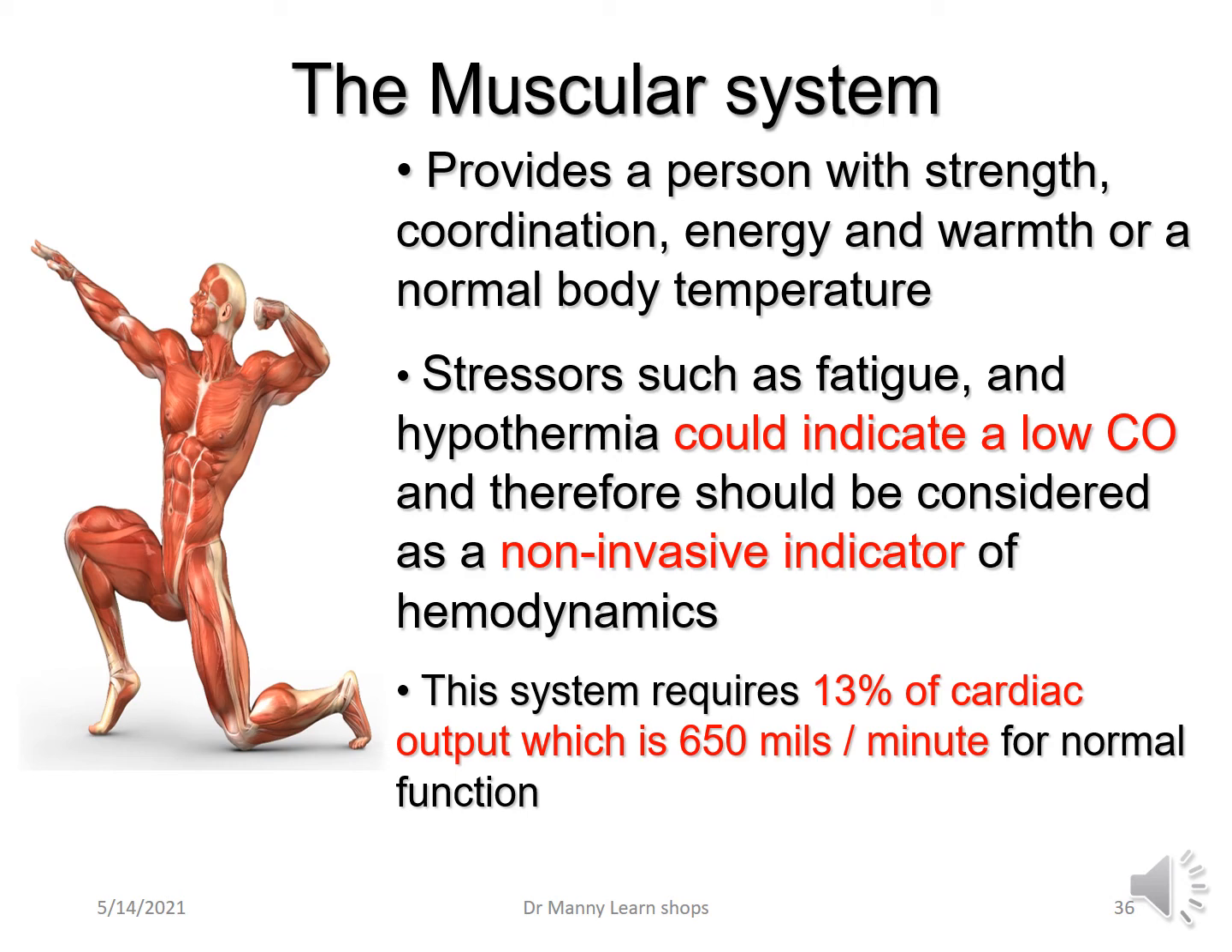Remember, this system requires 13% of cardiac output, which is approximately 650 mils per minute for normal cardiac function, if you have a cardiac output typically at around about 5 litres per minute in an adult. So if you lose cardiac output to the muscles, you may become weak. You may experience fatigue. It's a good indicator.